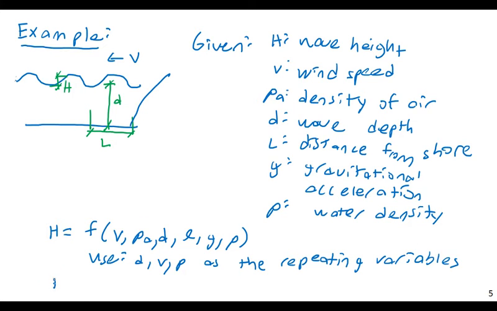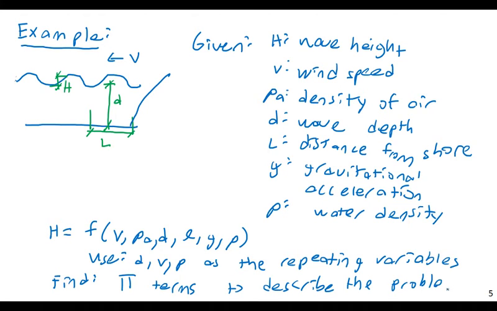And I want to find pi terms to describe the problem. So I'm making things a bit easier for us by saying, well, we already know how to find repeating variables. We saw how to do that in the previous lesson. To save us a little bit of time, I'm just outright stating, okay, this is what we're going to use for our repeating variables.